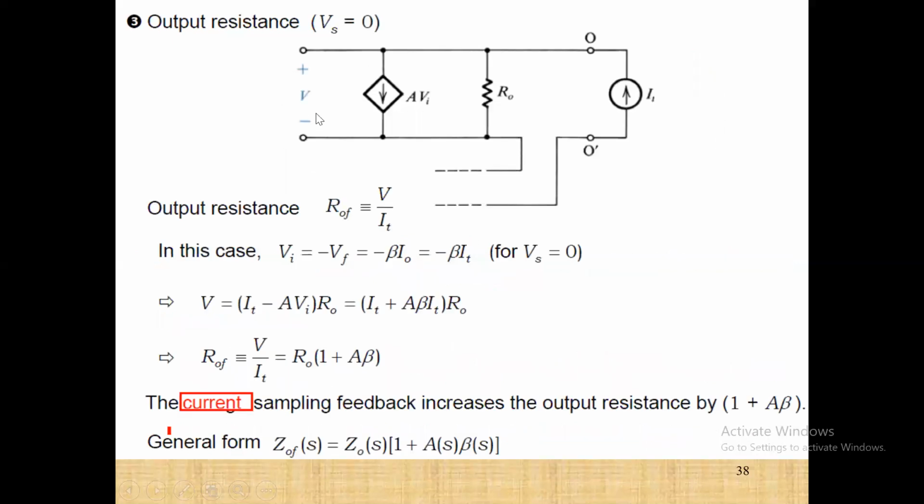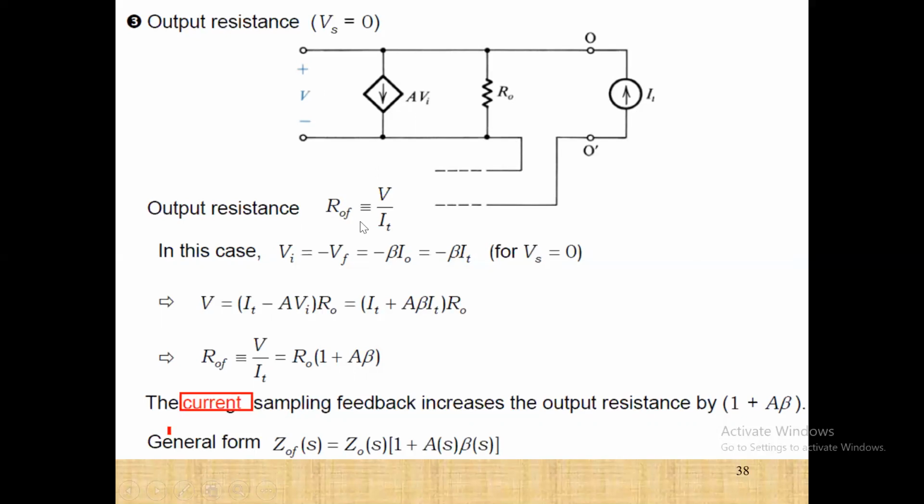Then we come to the output resistance, wherein we consider Vs equal to zero, and we put a test current source at the output side, because the output is current, and Vs is made equal to zero. By having the test current source, the output resistance can be measured as V divided by IT.